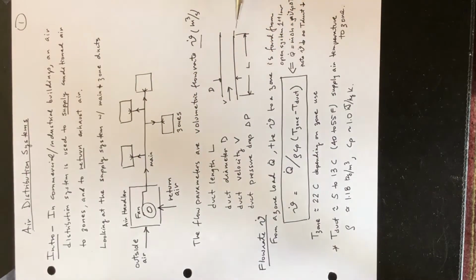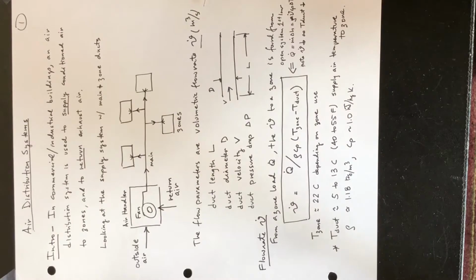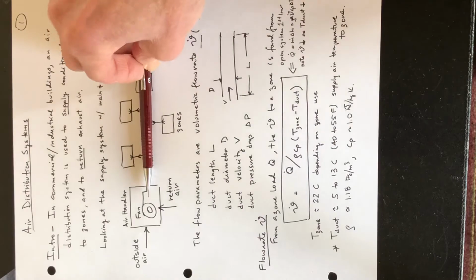So what variables are we going to work with? One is the volumetric flow rate, that's in cubic meters per second. The duct length, which is usually specified. The duct diameter, which we will find. The duct velocity, which we'll also find, and there's limitations so it isn't too high. And then the duct pressure drop, which has to be matched by the fan pressure rise.